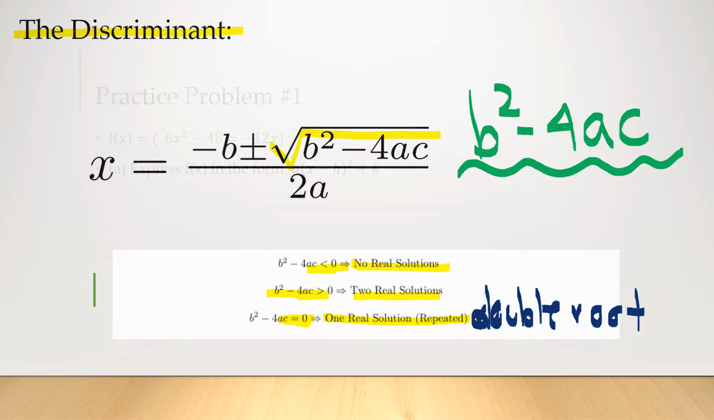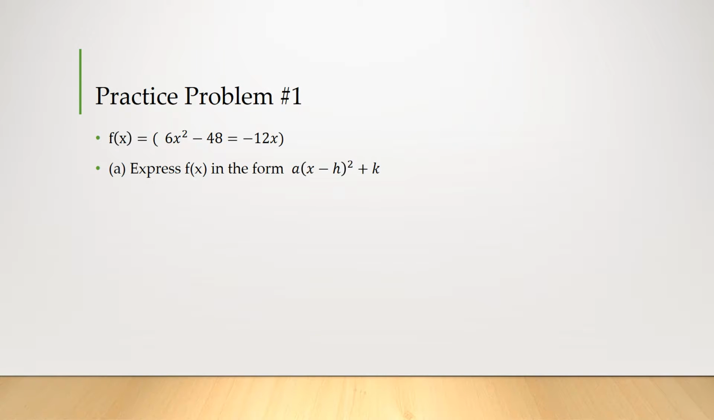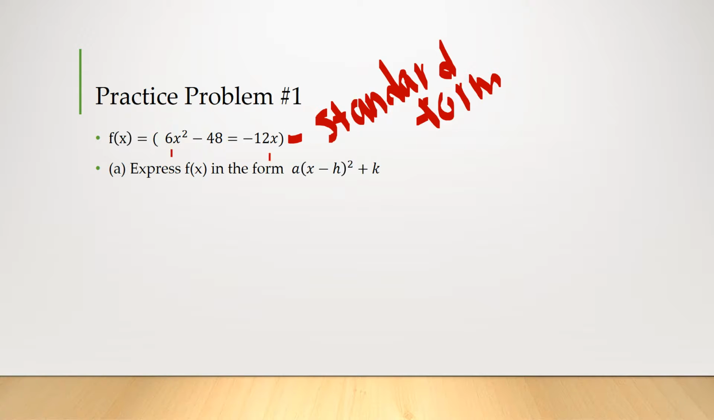All right, so this is practice problem number 1. It says f of x equals 6x squared minus 48, which equals negative 12x. We can see that this is in standard form, because it has an a, b, and c, even though it's not in the same format. And they want us to express f of x in the form a(x minus h) squared plus k. This is vertex form.